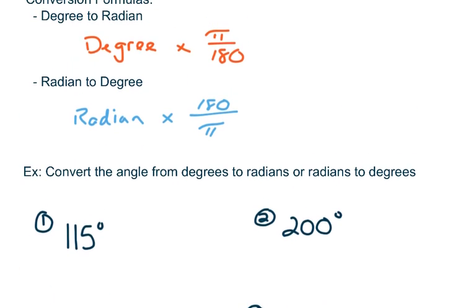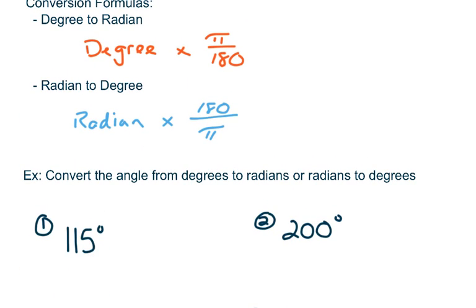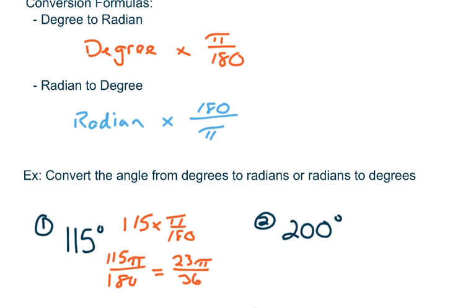To go from degrees to radians, I've got it here in red, we're going to take our degree times pi over 180. So 115 times pi over 180 becomes 115 pi over 180. You can simplify 115 over 180. You can use your calculators to simplify them. If you're not sure, just let me know and I will show you how to do that. 115 over 180 does simplify down into 23 over 36, and that's 23 pi over 36. That would be the radian measure for 115 degrees, 23 pi over 36.